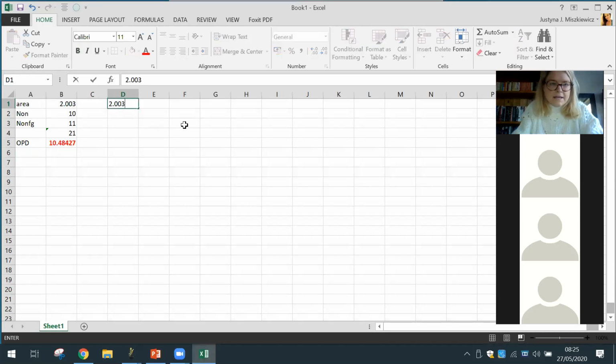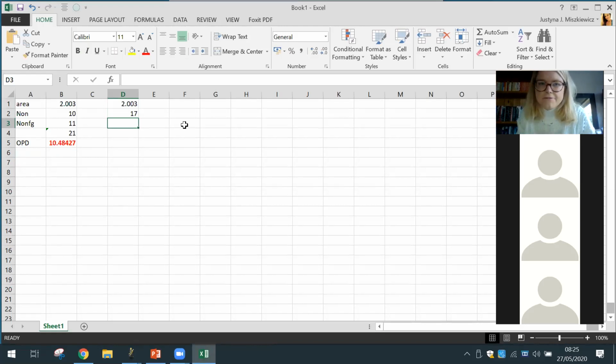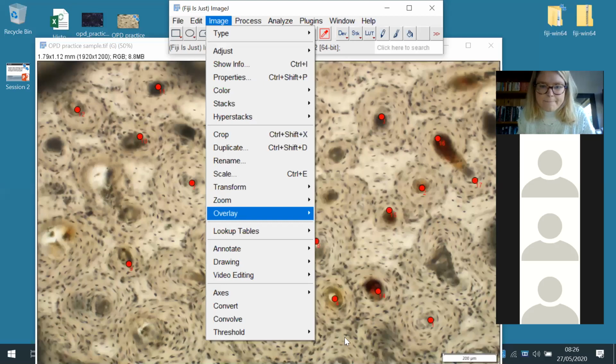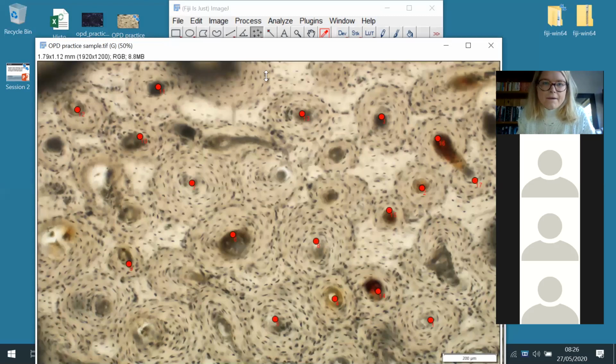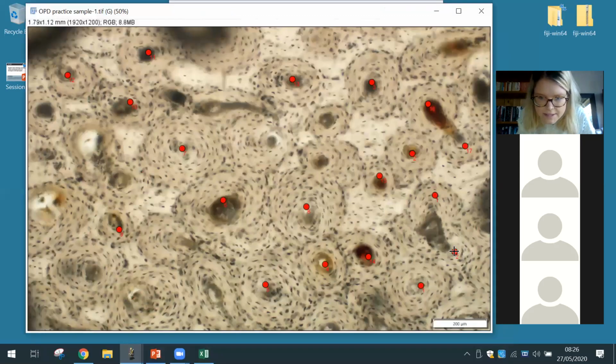So the area is the same. We've got 17 intact, and then we should have fewer remodeled ones. Let's find a couple of remodeled. These all look like they've been remodeled. But yes, as I was saying, most bone histomorphometrists will just sit in front of the screen and do this for hours and days and months on end.